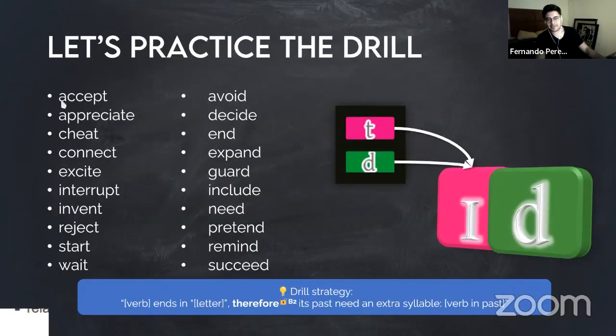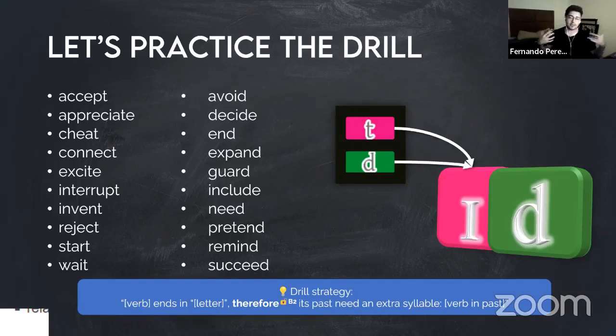A verb, which is, for example, accept, ends in T, therefore, its past needs an extra syllable. Accepted. Appreciate ends in T. Therefore, its past needs an extra syllable. Etc., etc., etc. The same strategy for the rest of the verbs.